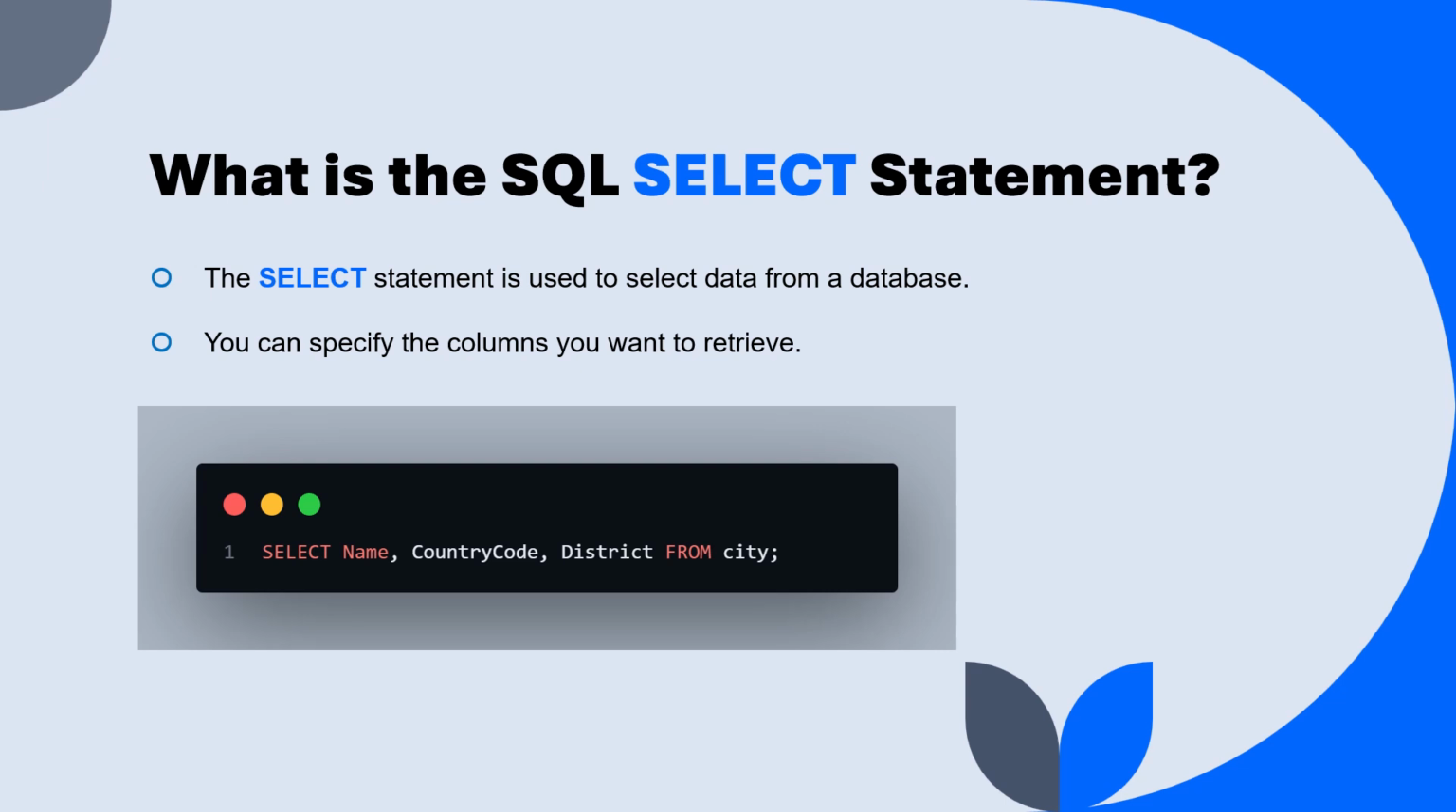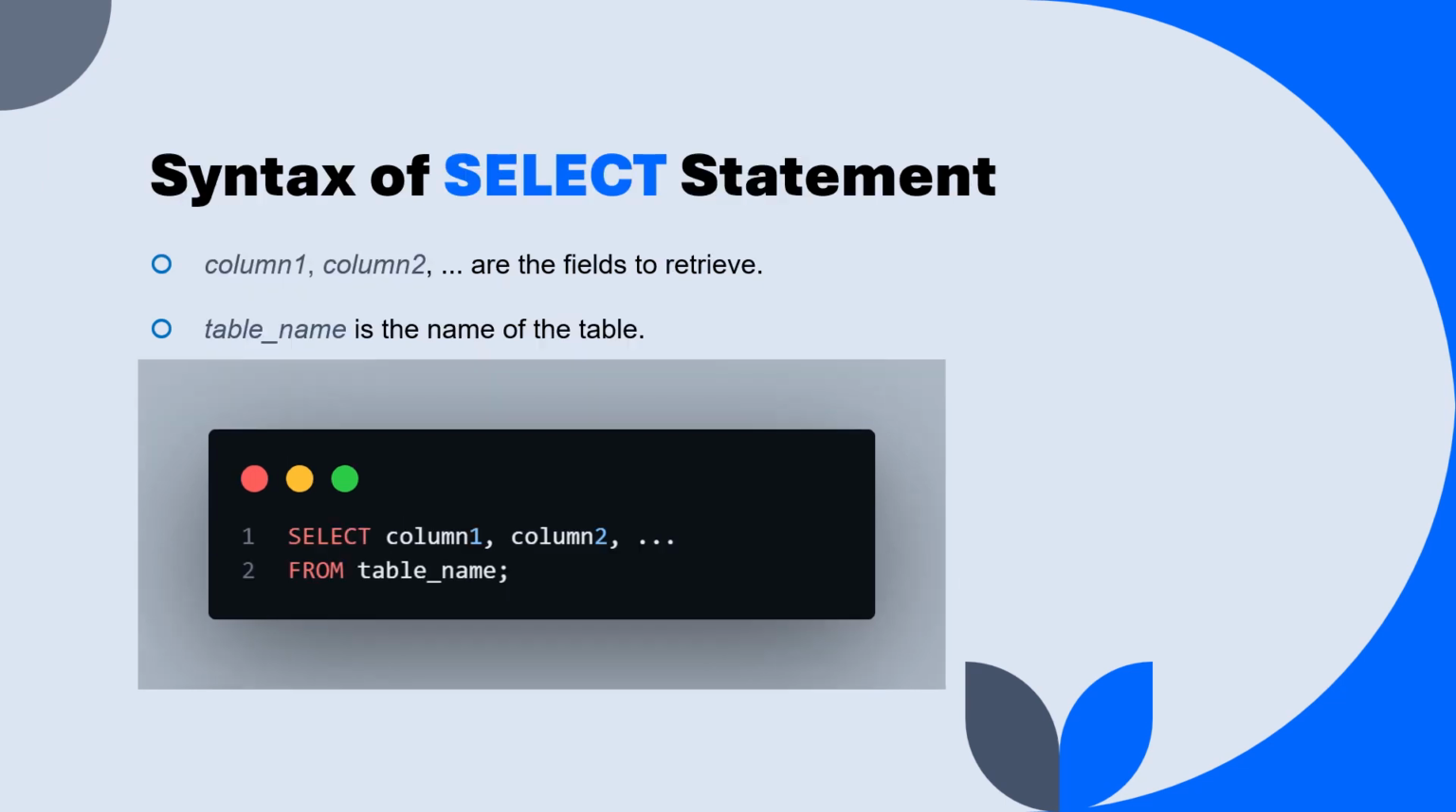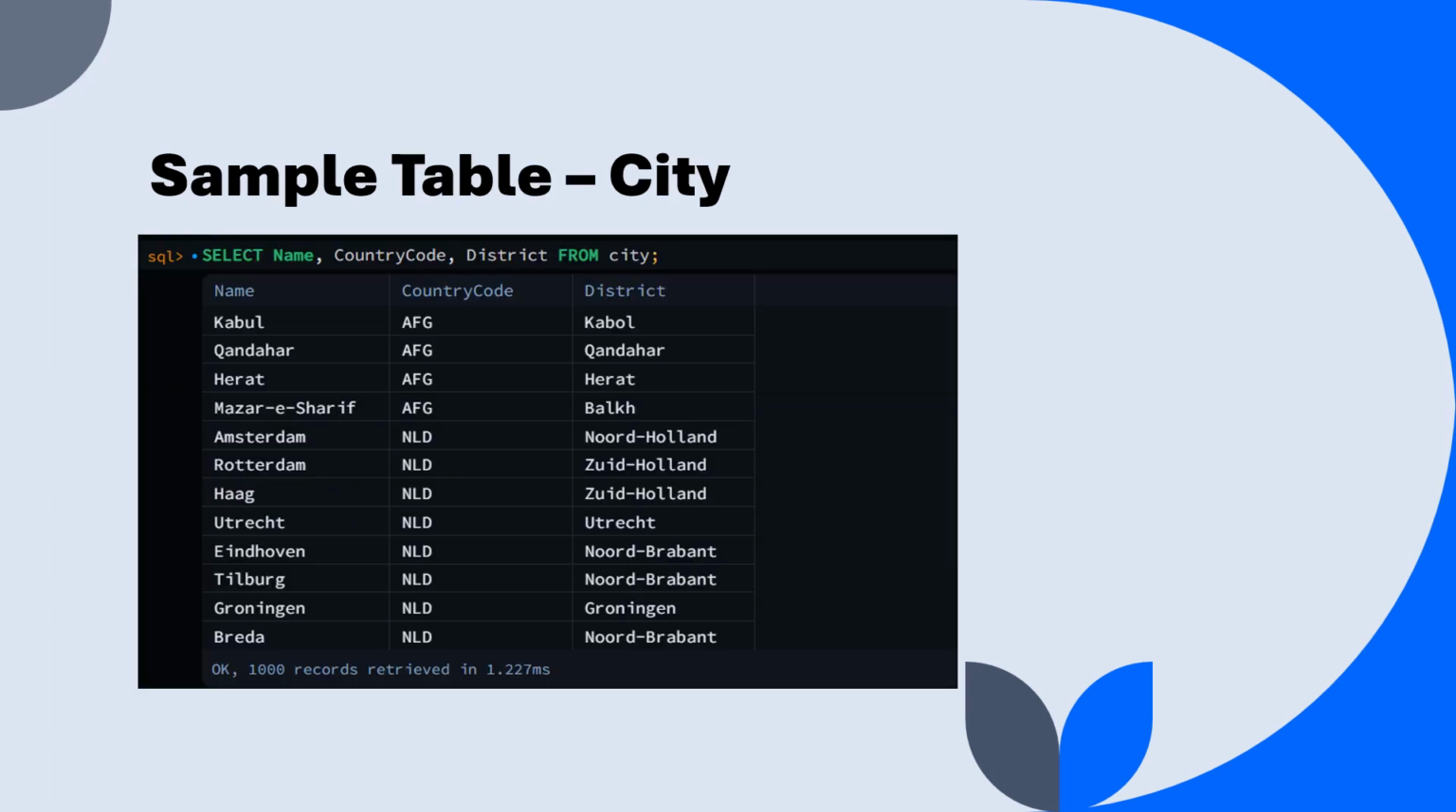So in this example, select name, country code, district from city. This statement will select and retrieve the columns, namely name, country code, district, from the table by the name city. So in the syntax of the select statement, we have column 1, column 2, which are the fields that you need to retrieve. Then we have a table name, which is the table from which the data must come. So select column 1, column 2 means that's what we want from the table name. That's what we want.